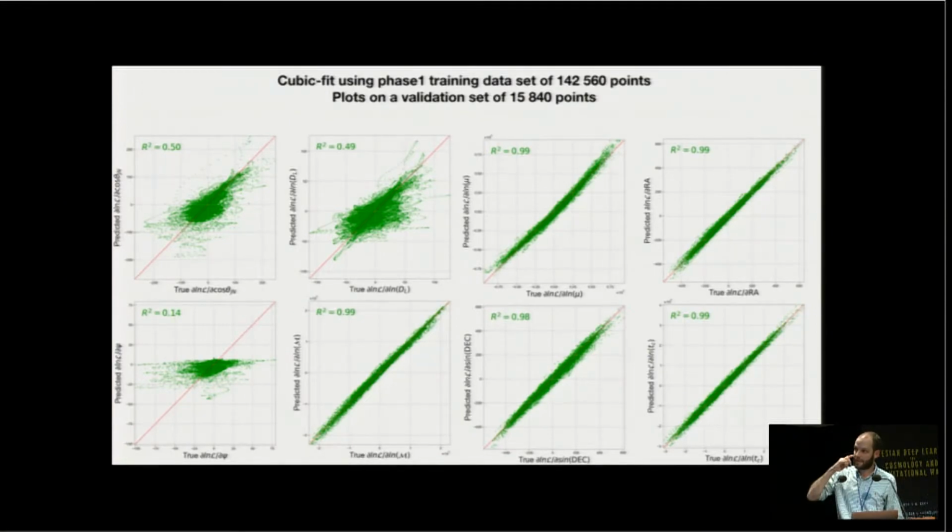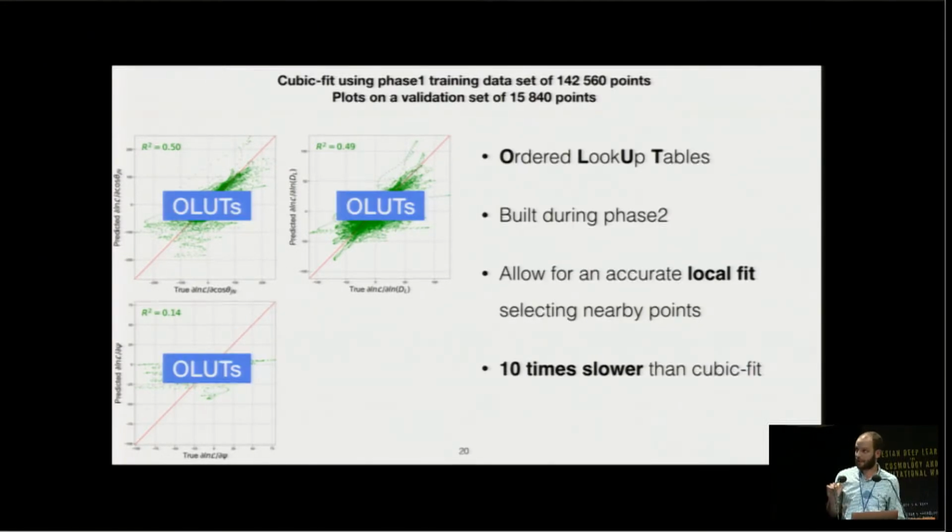The reason for this is actually that psi, in the bottom left corner, is multimodal, and the 2 other parameters being highly correlated with psi get messed up as well. The solution for this, without going into details, is that we're using ordered lookup tables that we built during phase 2. They allow for local fits that are accurate, but the price is that it's 10 times slower than the cubic fit.